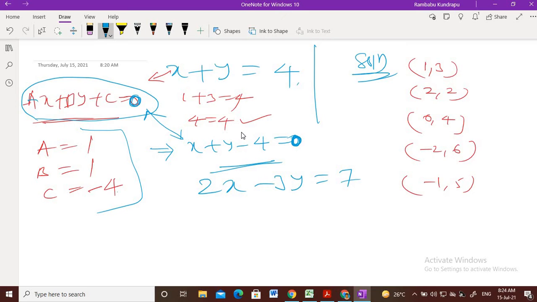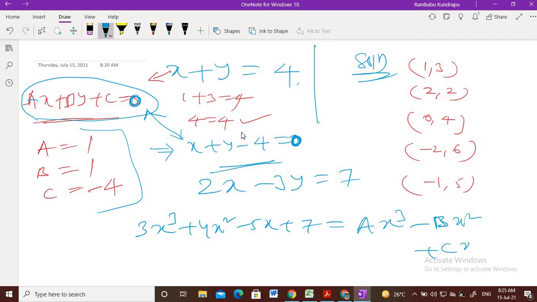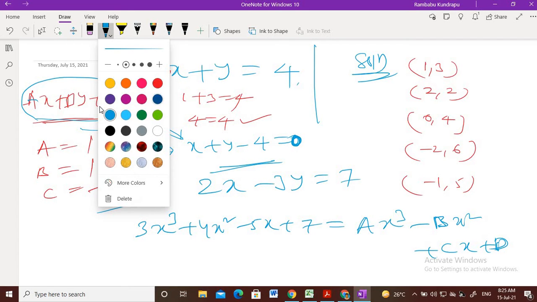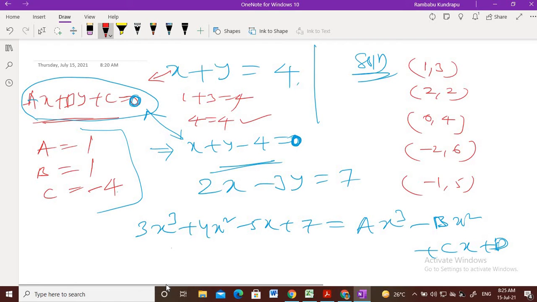You have seen this in the polynomial chapter also. For example, take the polynomial equation 3x cube minus 4x square minus 5x plus 7 is equal to 0, compared with ax cube plus bx square plus cx plus d. Now, what are the values of a, b, c, d? You have seen 3, 4, 5, 7. Yes, a is equal to 3.